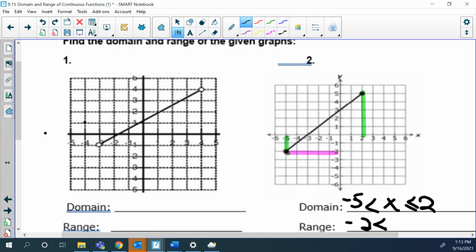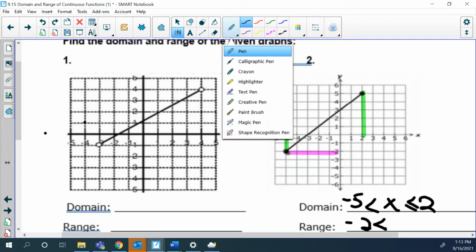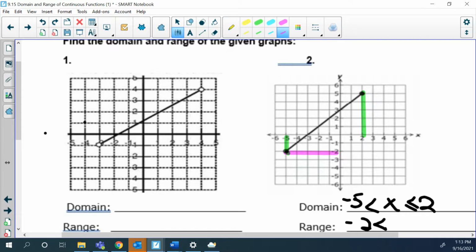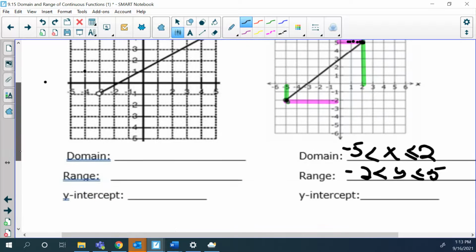Then I'm going to go to the highest point of the graph. That's right here. And I go over to the y-axis, that's 5. And so I'm going to put 5 on the right side. Now, because this is a closed circle right here, I'm going to put my less than or equal to. So that's my range, all right? And as you can see, my y-intercept is (0, 3) right there, okay?